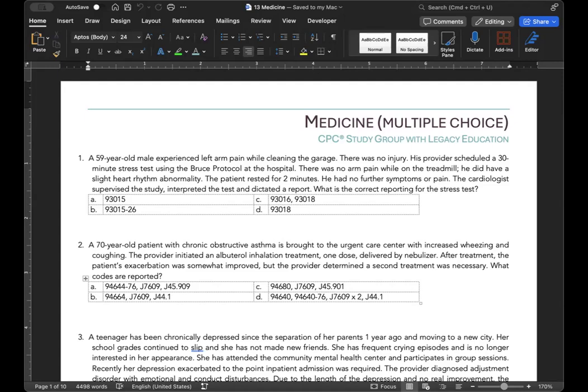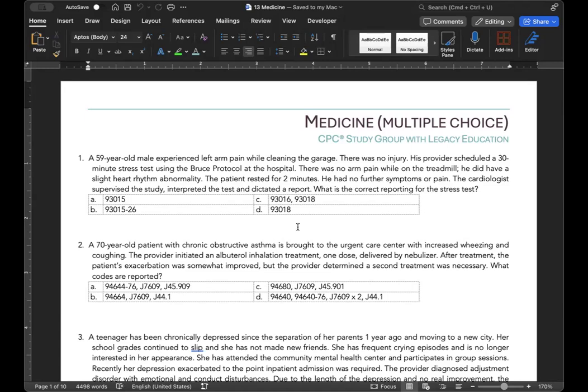Okay, so let's look at this from a process of elimination standpoint. We have two options that we can look at. We can either look at 93015 because it's in A and B, or we can look at 93018. So which one do you think we should look at? Yep, they're pretty close together, but 93015 is the first one that we'll focus on.